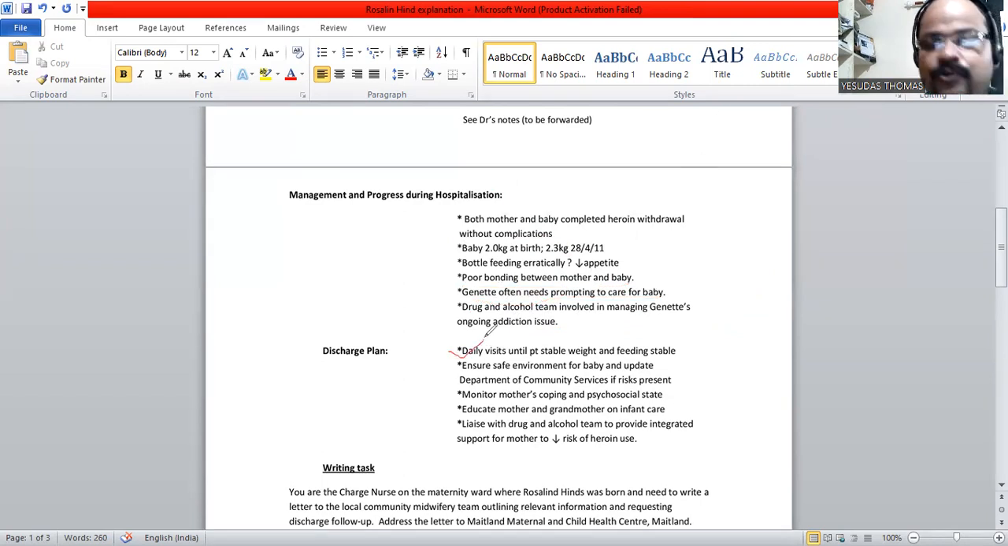Now we have to request the local community midwifery team to visit the baby, the mother and the grandmother at the grandmother's house until the baby's weight is stable and the feeding is stable. You have to ensure a safe environment, and if any complications, report to the Department of Community Services. At the same time, you need to monitor the mother's coping and psychosocial state, and you have to integrate the service of the drug and alcohol team. You need to educate mother and grandmother for infant care too.